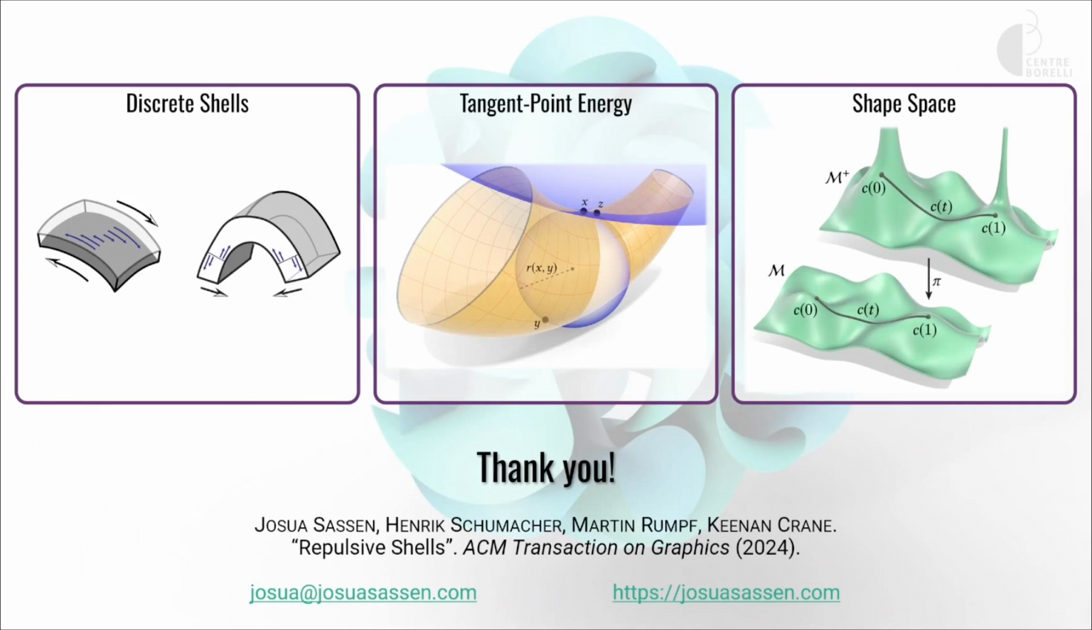I had a question about the discrete tangent point energy. When you, for example, subdivide the mesh or change the mesh topology, does it stay the same? Is that the reason why you divide by the area of the triangles?